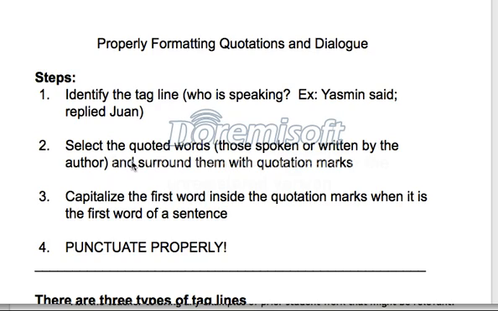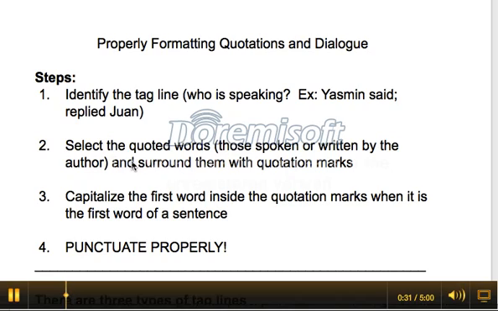What we're going to focus on is a few steps. We're going to identify first what is the tagline of a quotation, and that's simply who is speaking. So an example would be "Yasmin said" or "replied Juan." So whenever we're looking at these, we want to first look for the tagline.